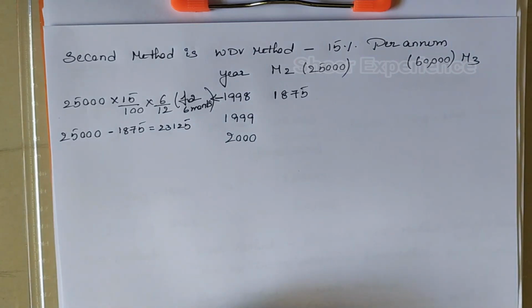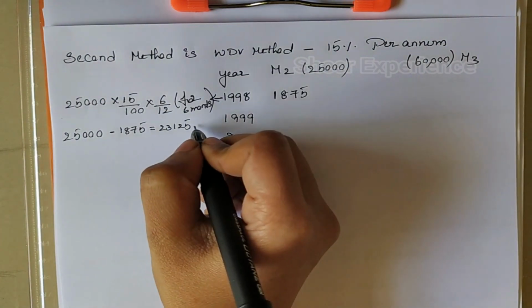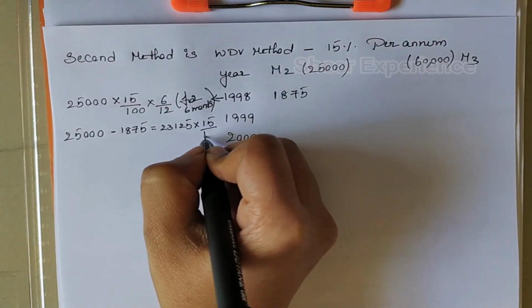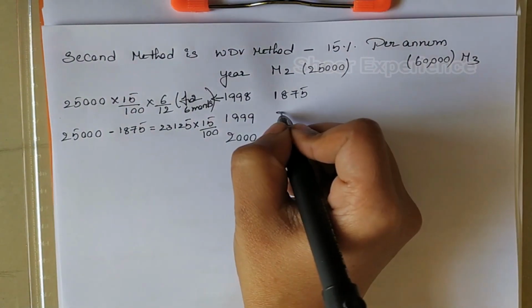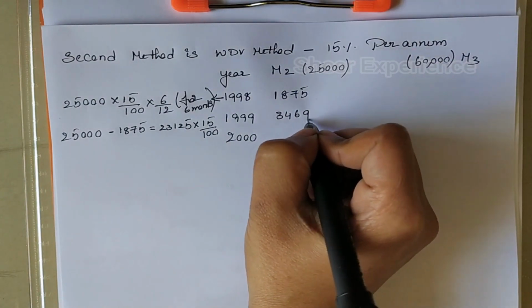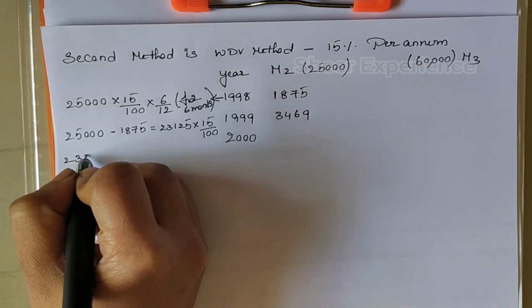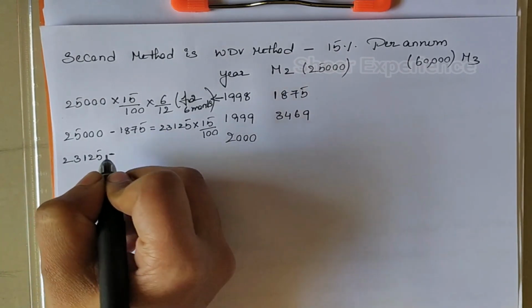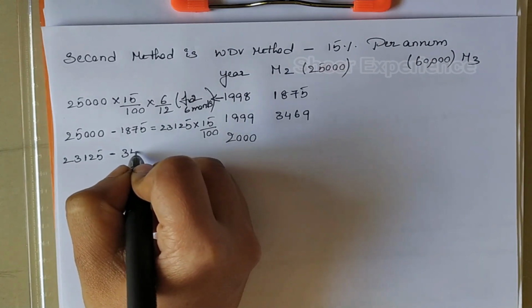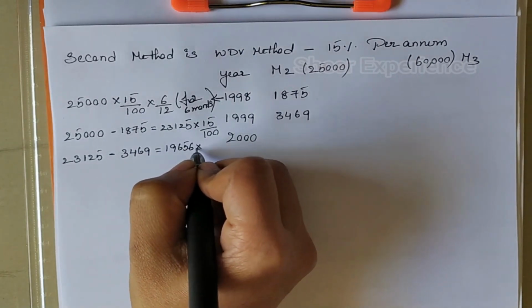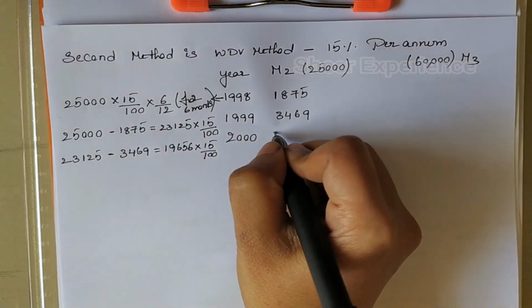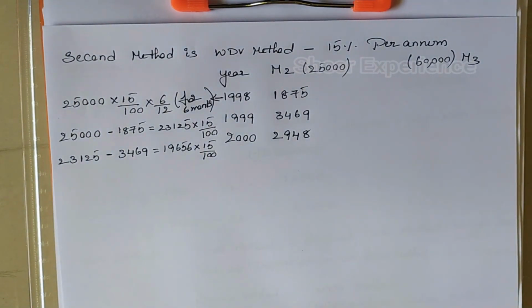On this we will calculate the depreciation amount. So for the year 1999, the depreciation amount is 3,469. Similarly, for the third year, we will deduct the second year depreciation amount from the reduced value, that is 23,125 minus 3,469, which comes to 19,656. On this we will calculate 15%, which comes to 2,948. This is the depreciation amount for the year 2000 on Machine 2.